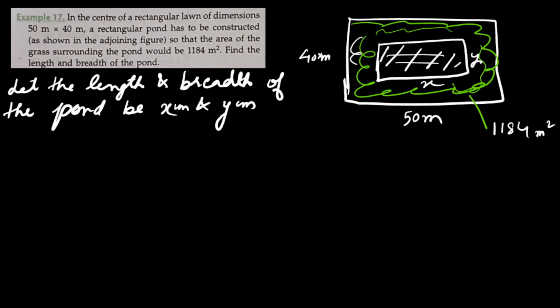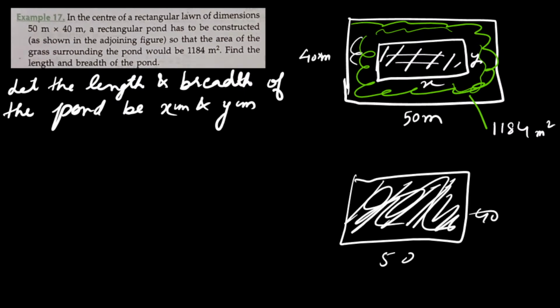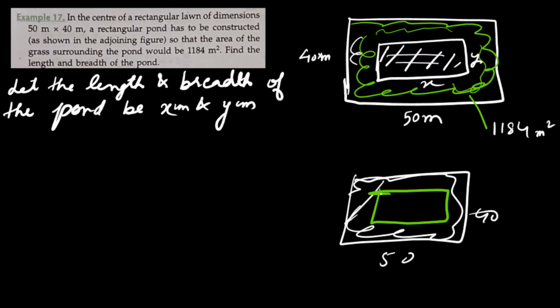Whatever is given to us, that only we can use. First of all, we can find the total area of the rectangle, the bigger rectangle which is outside. We know its dimensions, it's 50 by 40, so we can find this full area. If from the full area we just remove this part, we will be left with just the outside area.